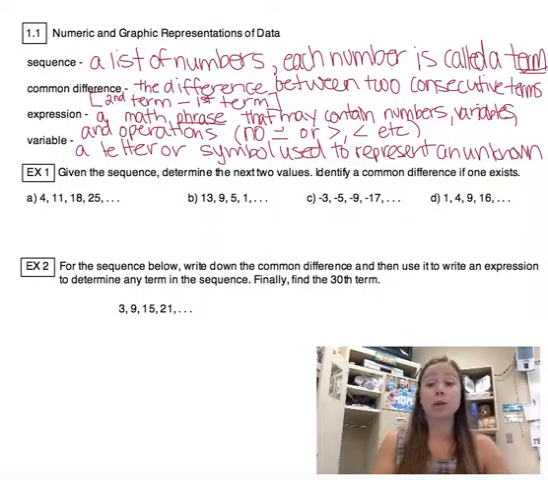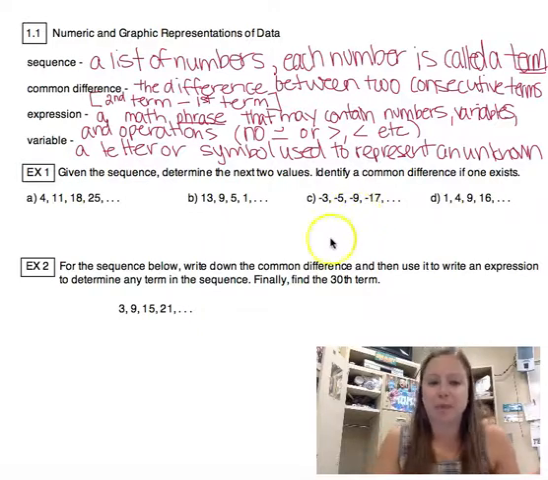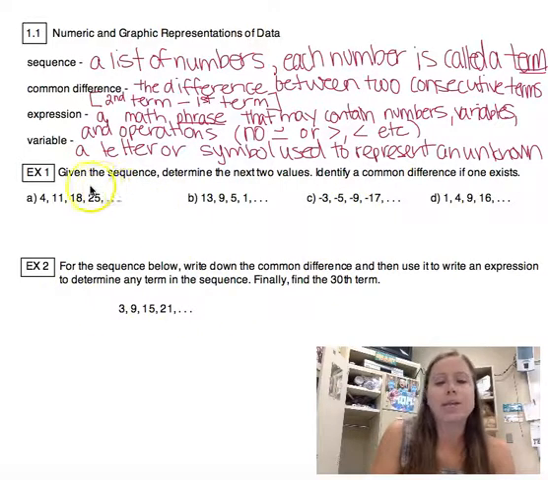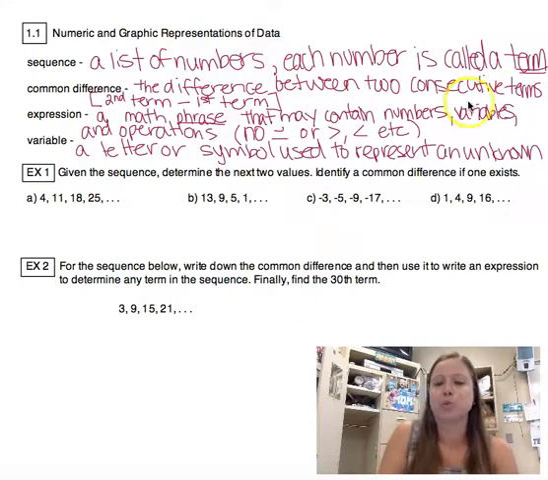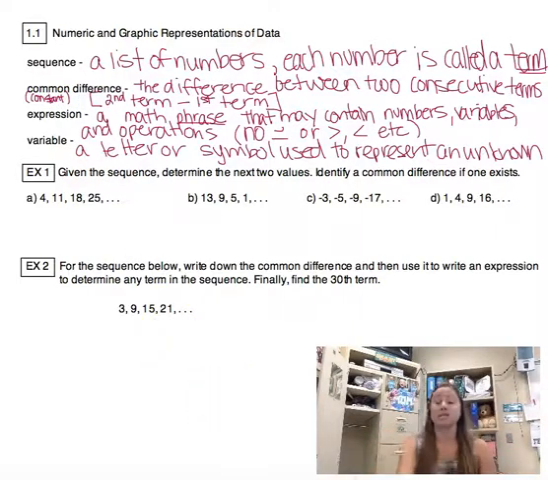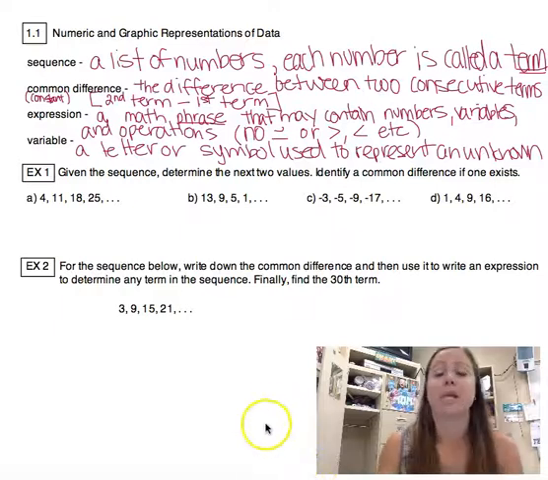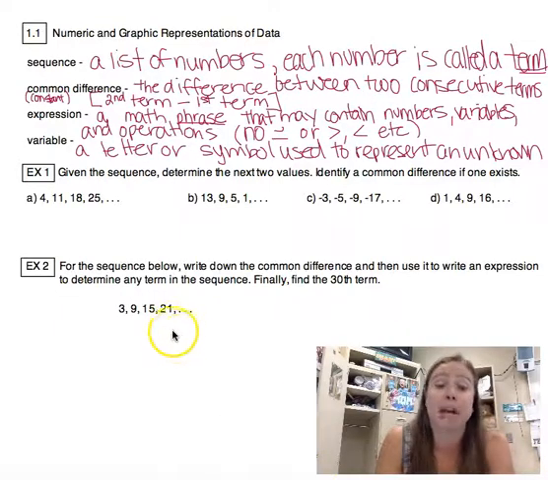All right, so let's take a look at what you're going to need to be able to do. Example 1, given the sequence, determine the next 2 values. Identify a common difference if one exists. In order for it to be a common difference, the difference between 2 consecutive terms has to stay constant. So we could say common or constant difference. Sometimes the difference doesn't stay constant, which means that it's just a different type of sequence.